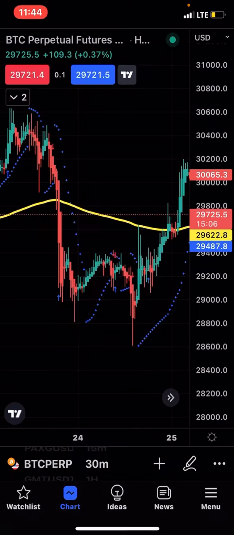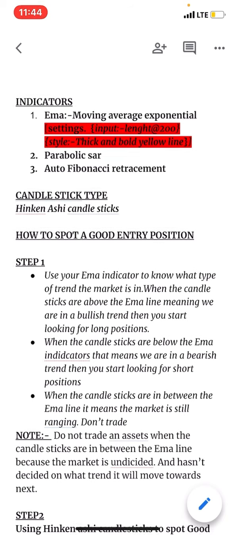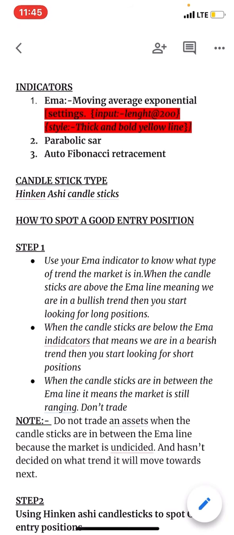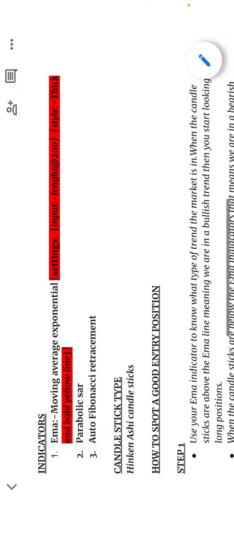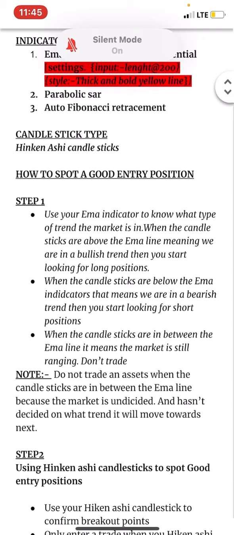Let's go to the PDF. Now I've told you what the moving average is, how to put the settings, how to apply parabolic SAR. Now the third one is automatic Fibonacci retracement. It's a tool to guide you on where to find your retracement, support and resistance levels, sorry, and it will also help you spot your entry position and exit position.